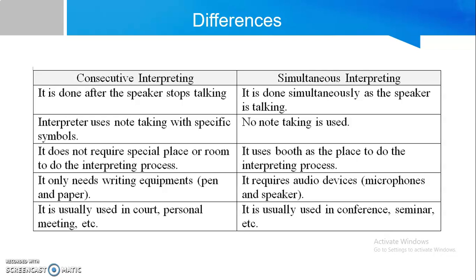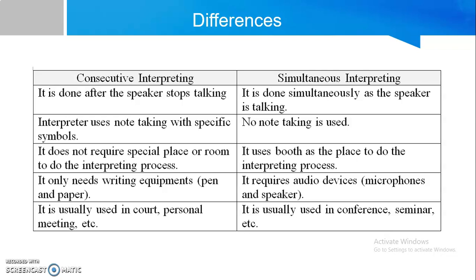And then the next is that the interpreter uses note-taking with specific symbols. So it is very specific that in consecutive interpreting, the interpreter uses note-taking, and they do not use the alphabet, the regular pages of writing, but rather they use specific symbols. But in simultaneous interpreting, note-taking is not used.